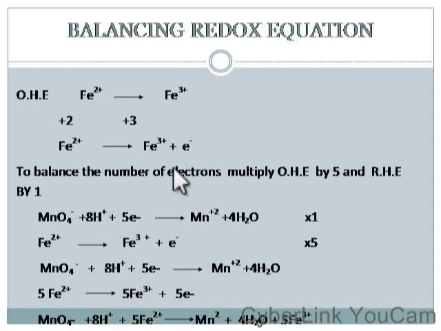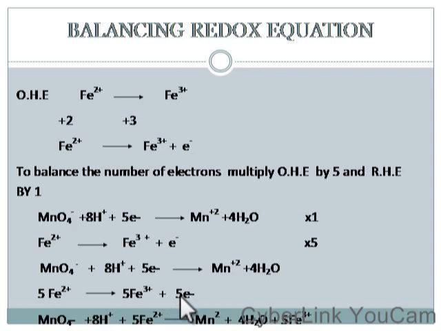To balance the number of electrons now, that means you multiply the oxidation half equation by 5 and the reduction half equation by 1, and that is what I've just done here now. So when I multiply it, this one remains the same because I'm multiplying by 1, while this one will be multiplied by 5. So here we have 5 iron, 5 iron 2, 5 iron 3, and then 5 electrons now.